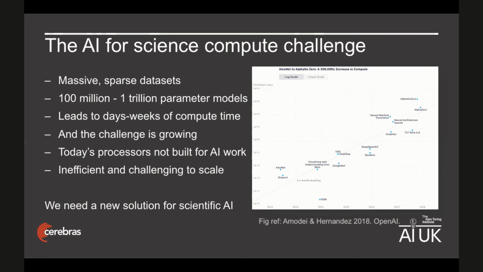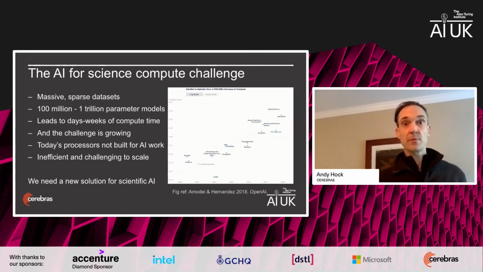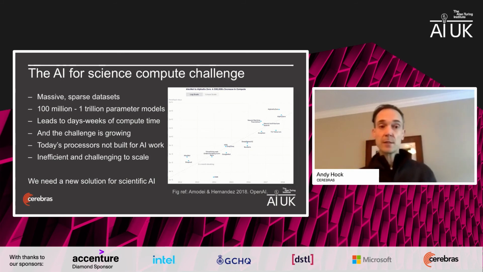Today's processors have delivered incredible results, processors like GPUs and CPUs. We've made tremendous advances. However, those processors were fundamentally built for other work and have been repurposed to perform neural network computation for AI. Additionally, these processors, because of their design, are often inefficient and challenging to scale. And so at Cerebras, we see this as an opportunity to build the right processor for AI.